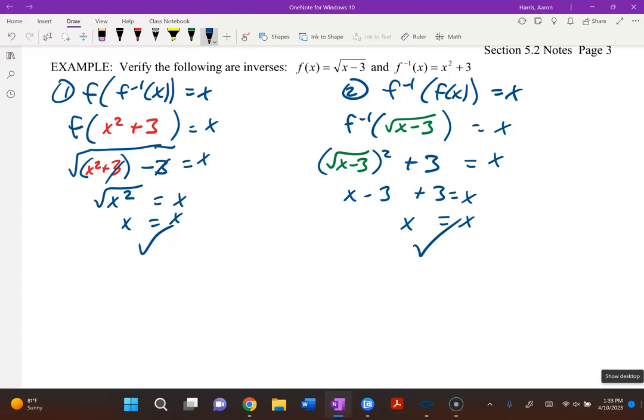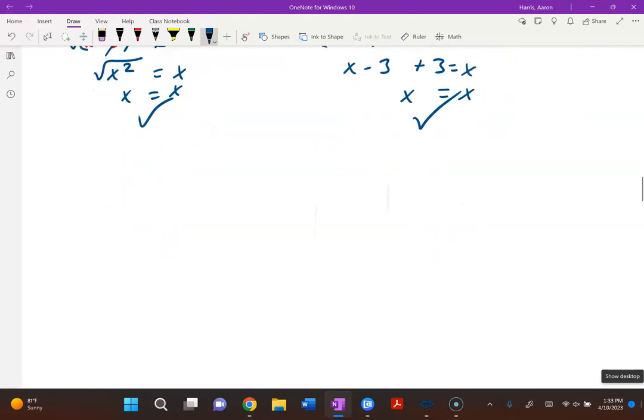Yes, it does. It does work, right? And by the way, if it didn't, I'd get to the end and ask, does 3x equal x? I'd say, no, it doesn't, and they're not inverses. So that's how you verify if you have inverses. Well, let's go ahead and find some algebraically.